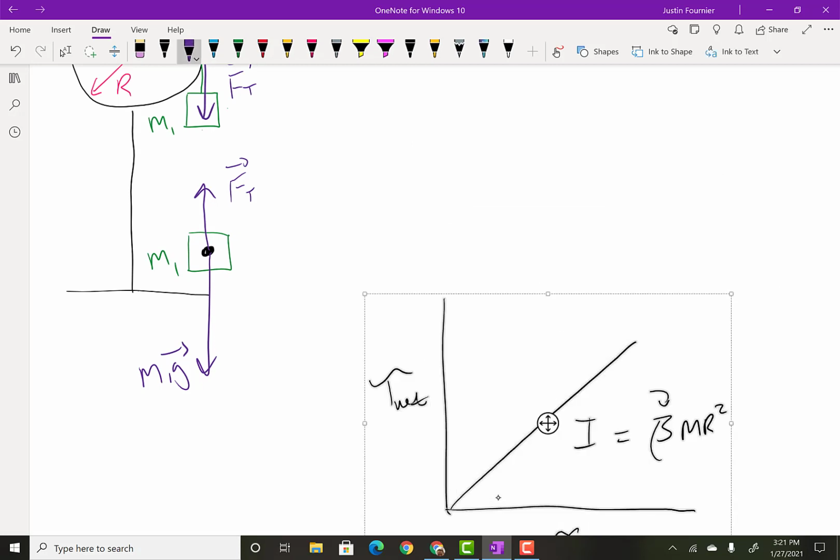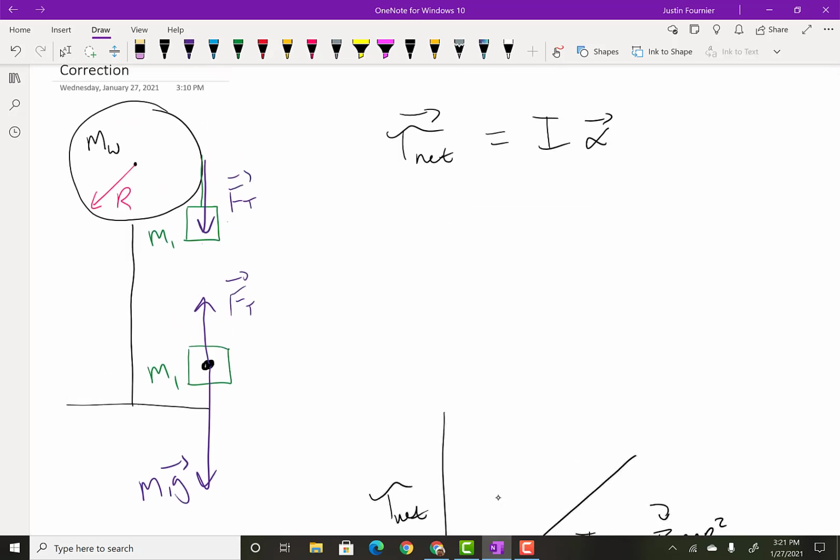If you could measure the tension, and then if I did this torque, there's only one torque acting here. So I would have my r vector, here's my r vector like that, which happens to be exactly equal to the radius there. And then this would be r, I'll call it r_T.